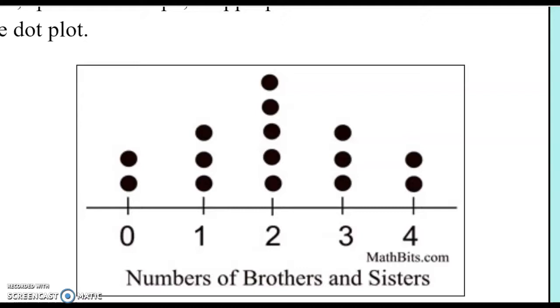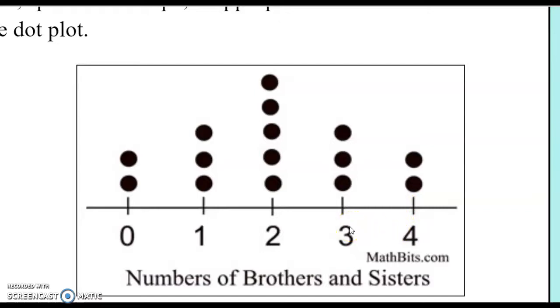So for instance, we have 2 people, because we have 2 dots or 2 data points here that indicate that they have 0 siblings, 0 brothers or sisters. We have 1, 2, 3 dots here, 3 data points where a person said that they have 1 sibling. We then have 5 people who said that they have 2 siblings. We then have 3 people who said that they have 3 siblings, and 2 people who said that they have 4 siblings.